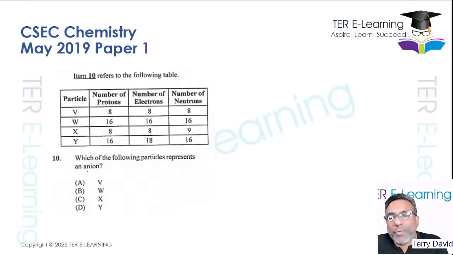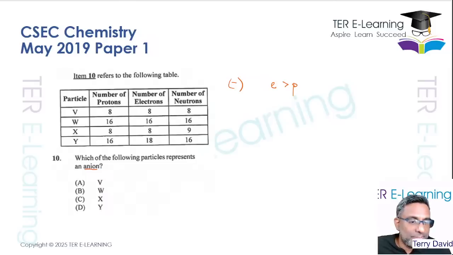Okay, so which of the following form an anion? When it comes to an anion, it has a negative charge. So an anion has a negative charge. That means that the number of electrons has to be greater than the number of protons. That's essentially what we say. So we need to look at the table.